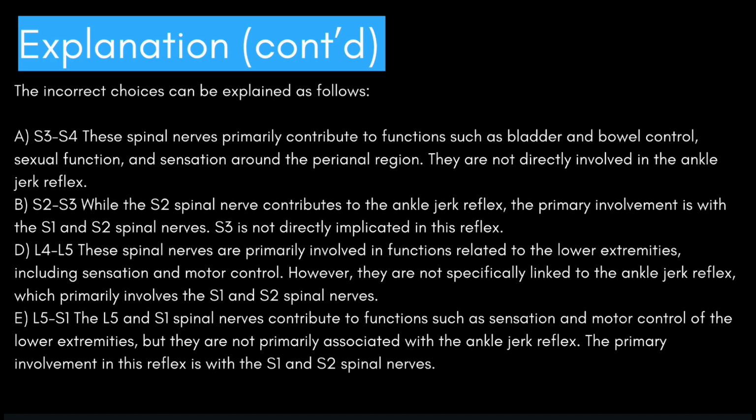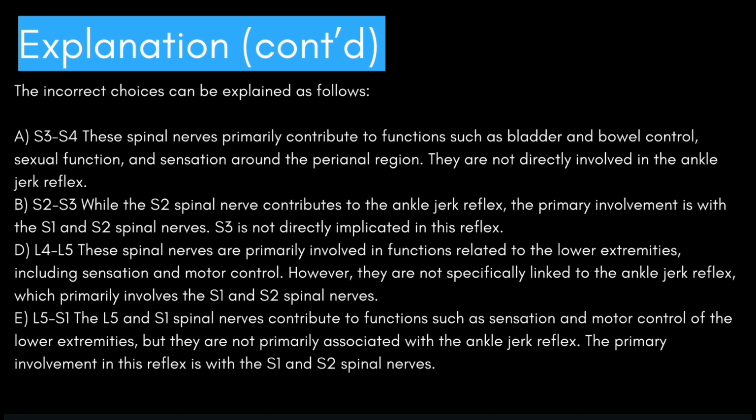L4 to L5: these spinal nerves are primarily involved in functions related to the lower extremities, including sensation and motor control. However, they are not specifically linked to the ankle jerk reflex, which primarily involves the S1 and S2 spinal nerves. L5 to S1: the L5 and S1 spinal nerves contribute to functions such as sensation and motor control of the lower extremities, but they are not primarily associated with the ankle jerk reflex. The primary involvement in this reflex is with the S1 and S2 spinal nerves.